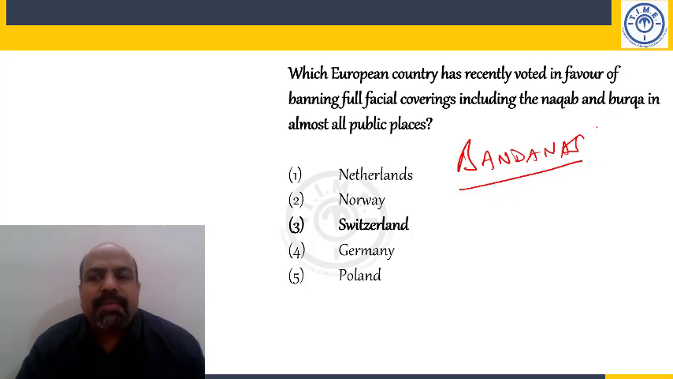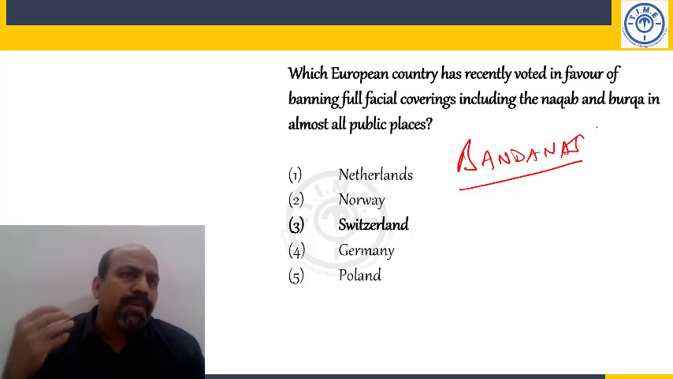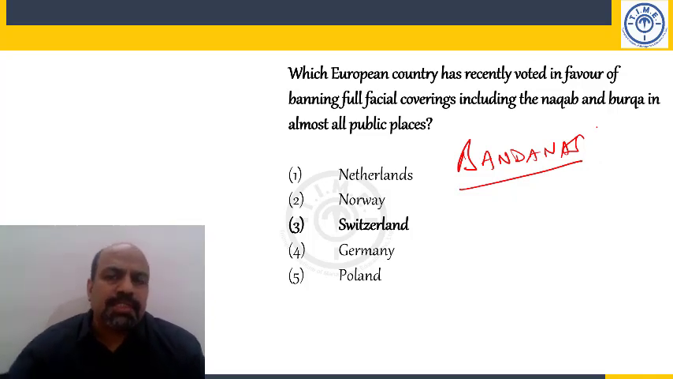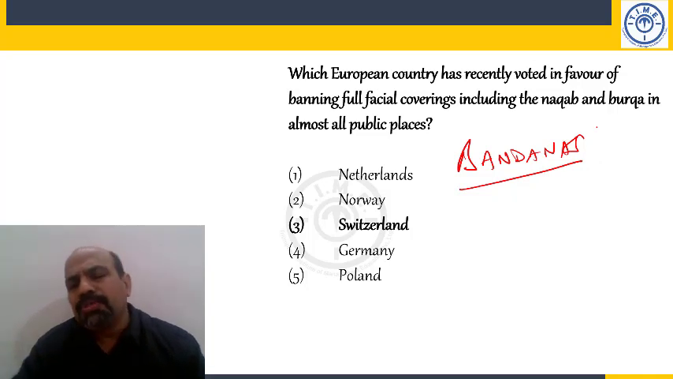So this caught public imagination, and some people have said that just about a dozen women in the total population of Switzerland, which is under 1 crore, wear the burqa. But some people have opposed the ban, stating that this could impact tourism, because a lot of people from wealthy Muslim countries come to Switzerland to spend time there, and if we don't allow the burqa, they may not come, and this could impact businesses.